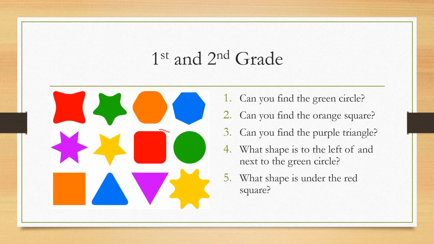Okay, the red square is to the left of the green circle, and it is next to it. We also have this shape, and this shape, and this shape, and maybe this shape next to it. Maybe diagonals aren't next to. It probably depends on who you talk to. But what shape is under the red square? That's a little bit easier. It's the purple triangle.